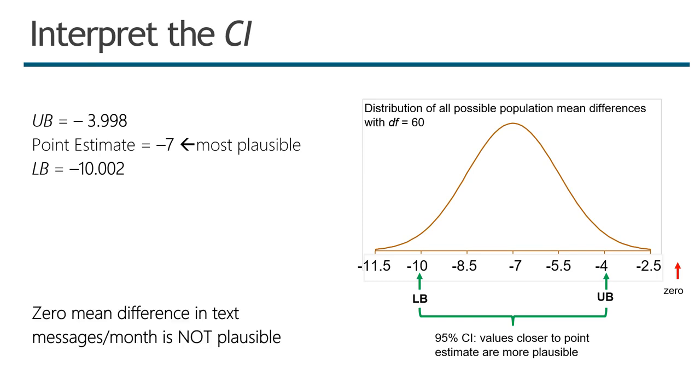When interpreting confidence intervals, it's a good idea to identify where 0 is relative to the upper bound and lower bound. In this case, 0 is well outside of the confidence interval. Now, as we said previously, this doesn't mean that 0 is an impossible value. It's just highly improbable. In fact, based on this confidence interval, we would say that a 0 mean difference between these two populations is not plausible. In other words, it's not very likely.